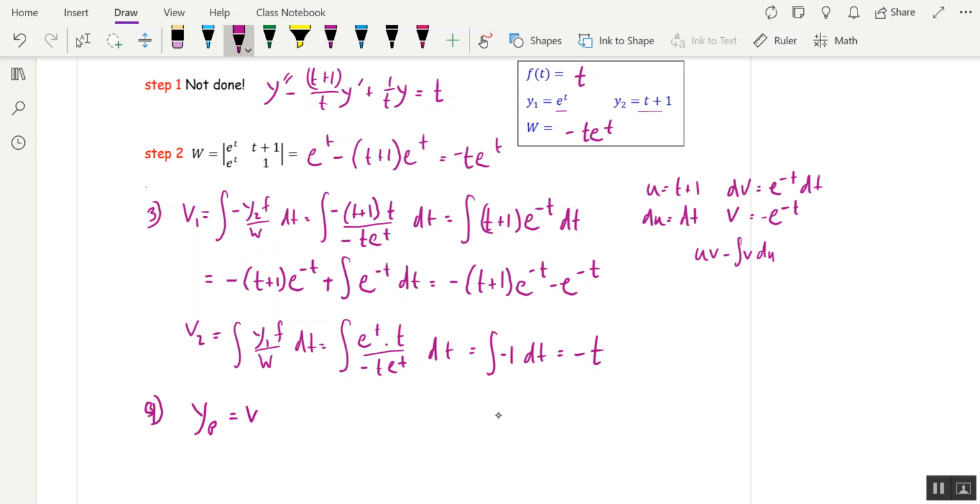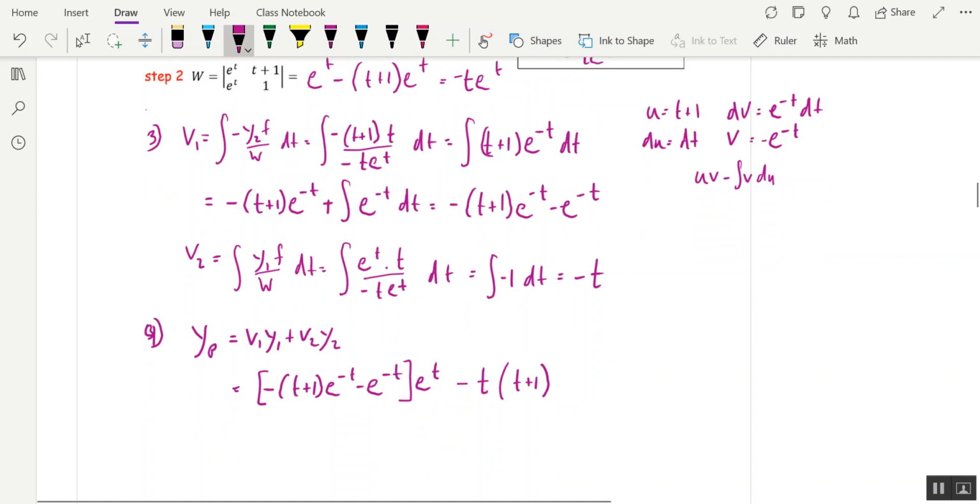yp is v1 y1 plus v2 y2, which is negative t plus 1 e to the negative t minus e to the negative t all times y1, which is e to the positive t, plus v2, which is negative t, so switch that plus to a minus, times y2, and y2 is t plus 1.